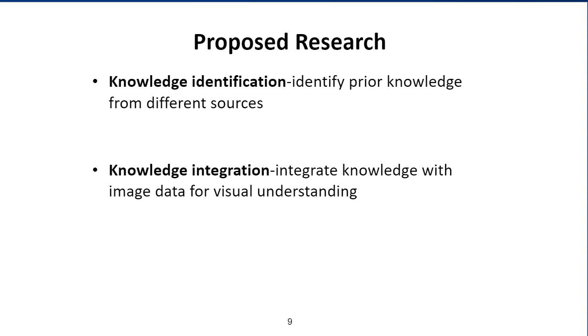Second, we need a method that can integrate the identified knowledge into the deep learning model so that we can integrate knowledge with data to achieve generalizable, data efficient, and interpretable visual understanding. So first, let's look at the knowledge identification. For knowledge identification, we propose to identify the knowledge from two sources.